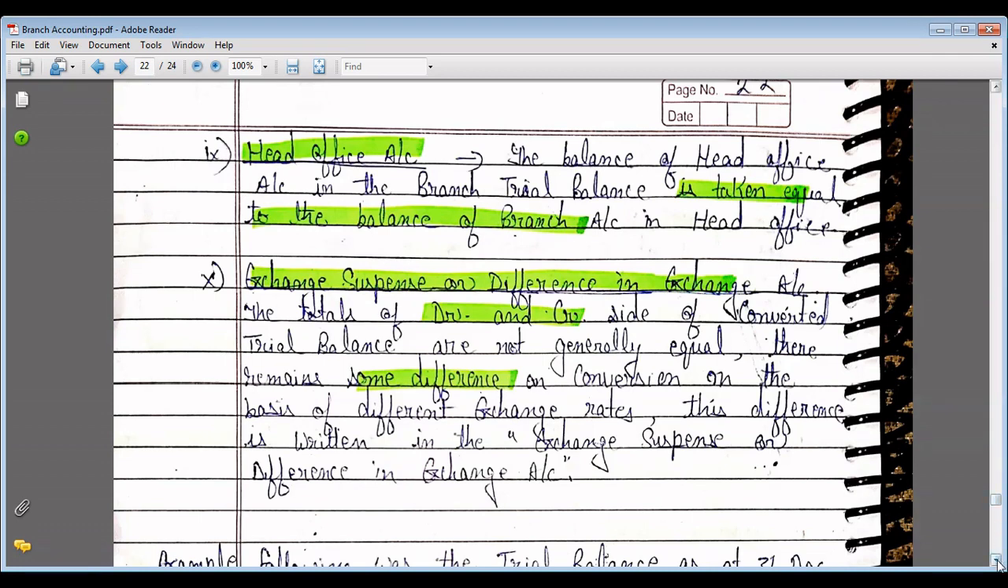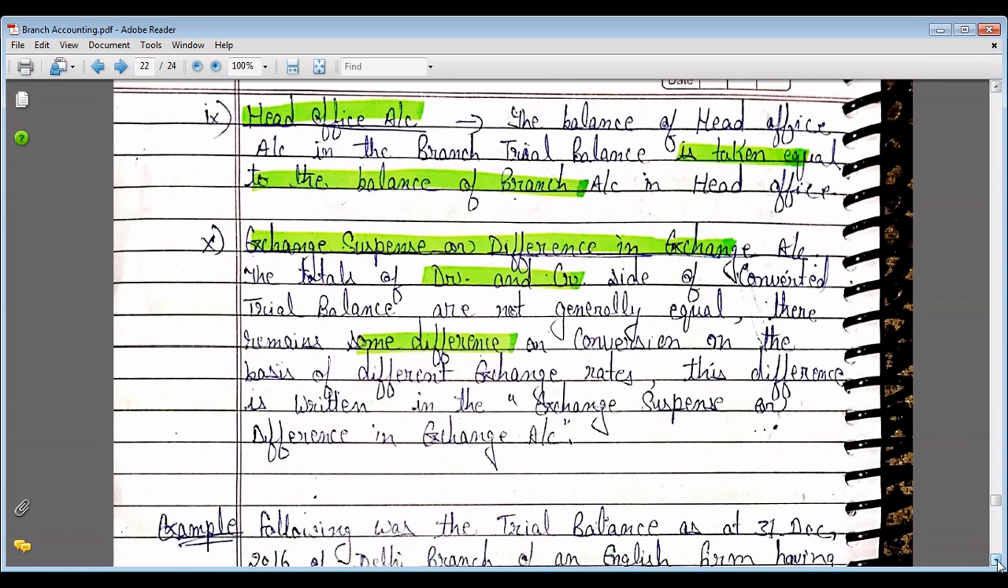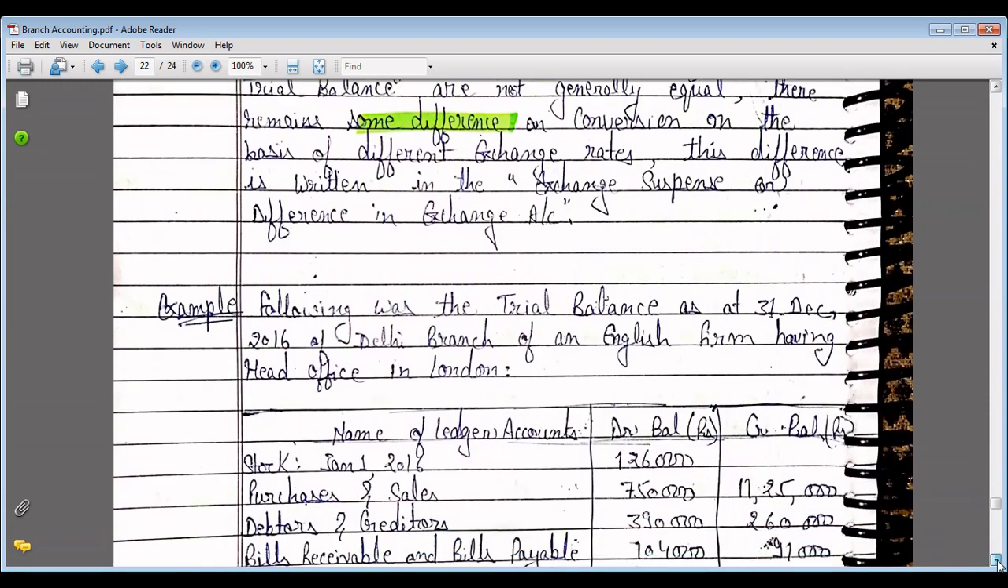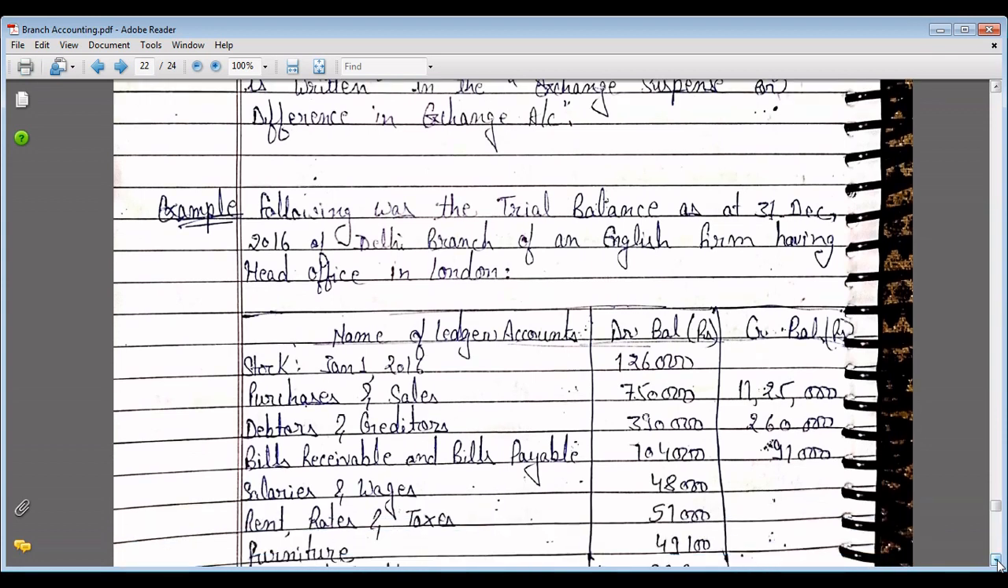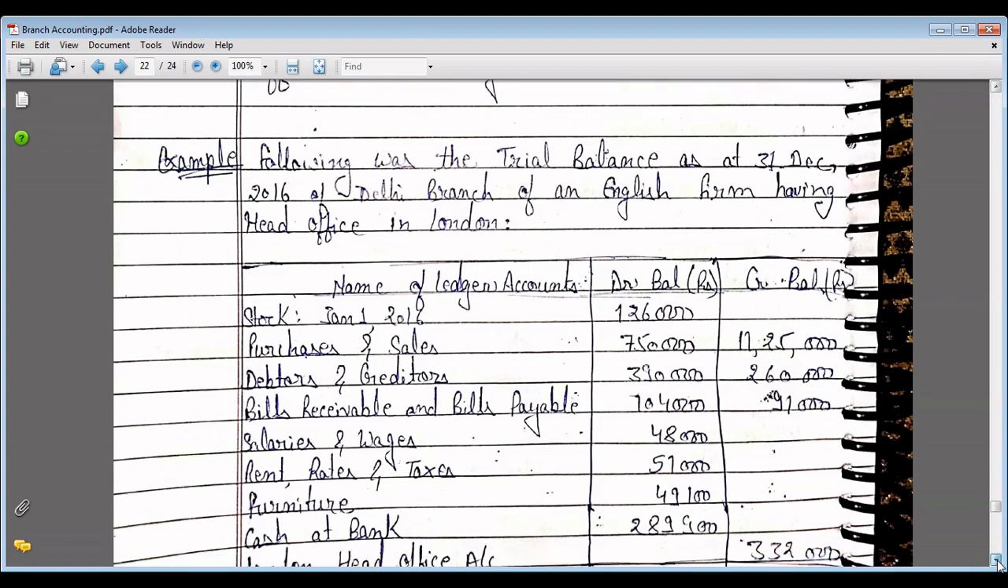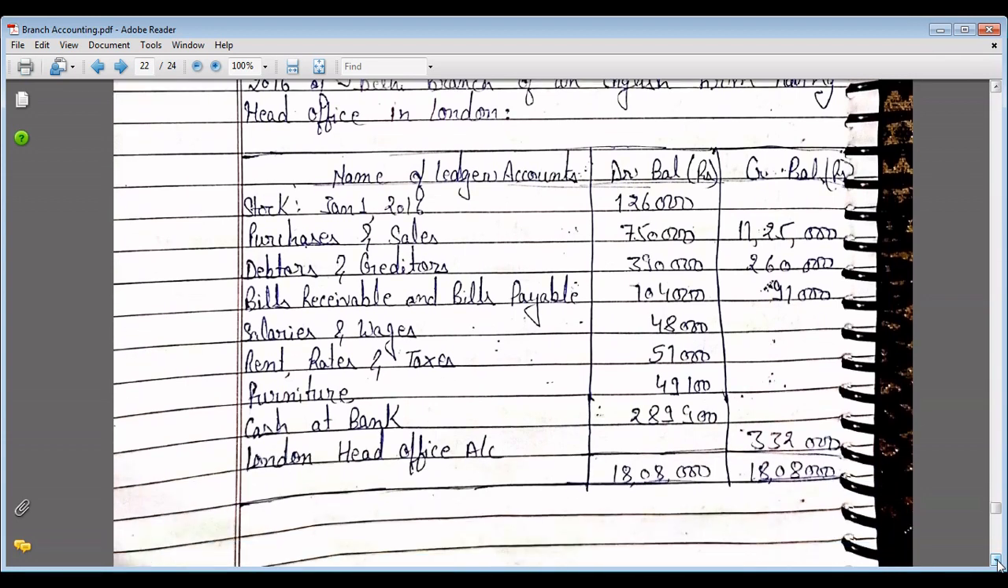So we will understand this foreign branch by taking an example. So here is the example. Following was the trial balance as at 31st December 2016 of the Delhi branch of an English firm having head office in London. So head office is in London and branch is in Delhi. Names of ledger accounts, debit balance in rupees and credit balance in rupees are given in the question.